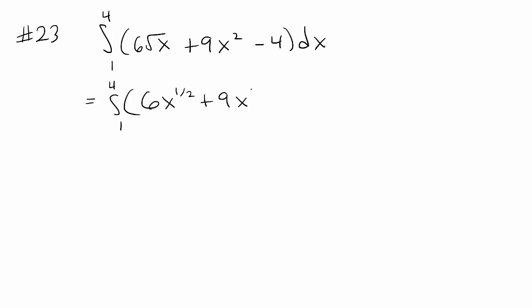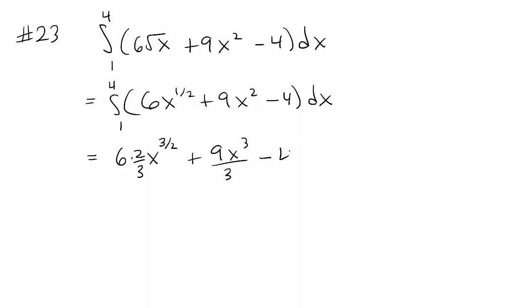So I'm going to rewrite that square root as a 1/2 power. Then I'm going to go ahead and integrate each of these terms. So add 1 to the exponent, so I'm going to have x to the 3/2 power. Instead of dividing by 3/2, I'll multiply by the reciprocal, 2/3. Second term, add 1 to the power to get 3, also divide by that number. And then 4 is a constant, so just multiply by the variable. And then we're integrating from 1 to 4.